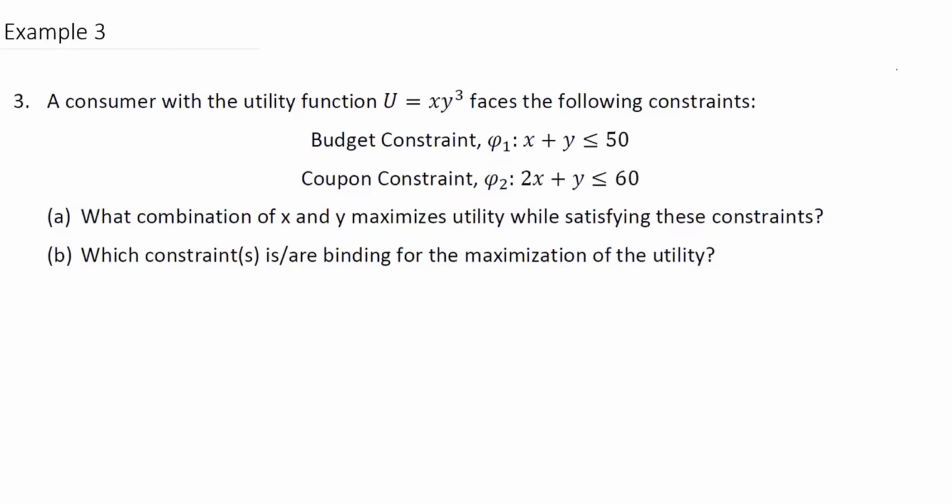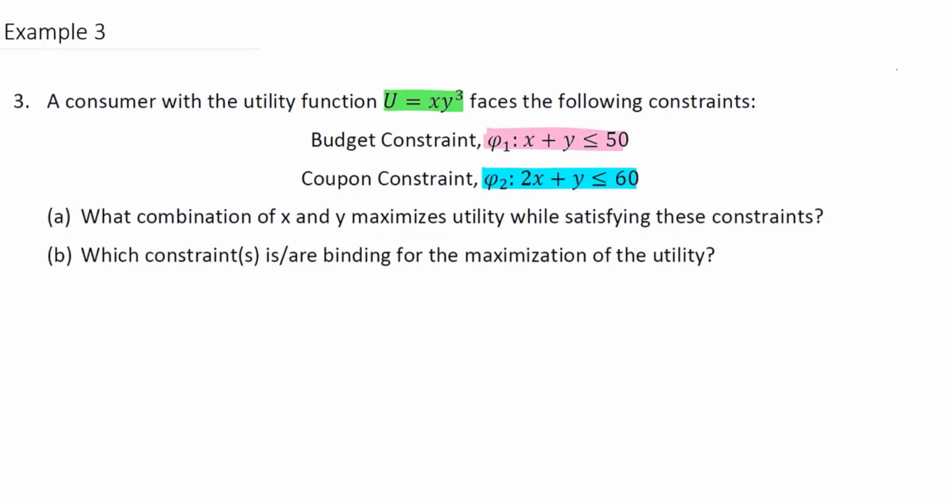A consumer with the utility function u equals x y cubed, subject to two constraints. We have a budget constraint, x plus y is less than or equal to 50, and we have a coupons constraint, 2x plus y is less than or equal to 60. Now, our two constraints are inequalities, they're less than or equal to, so I can use the Kuhn Tucker approach.